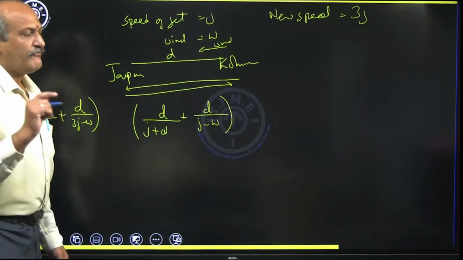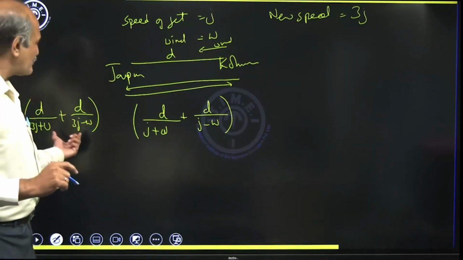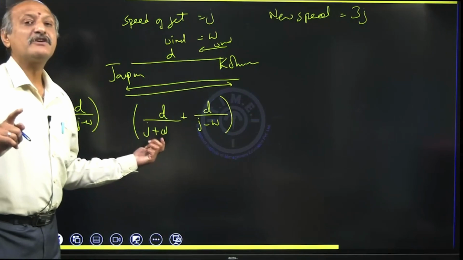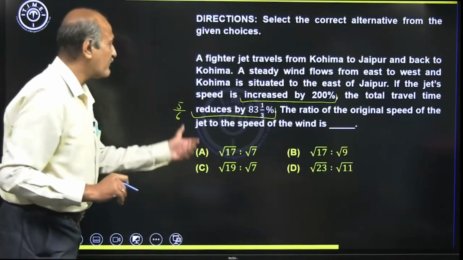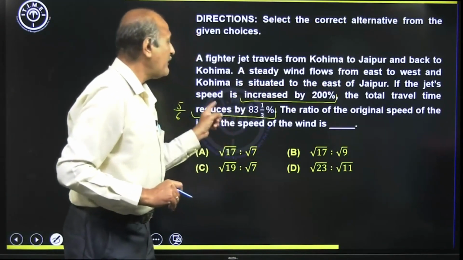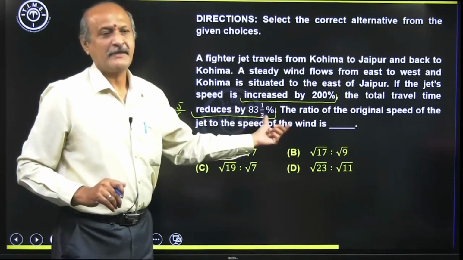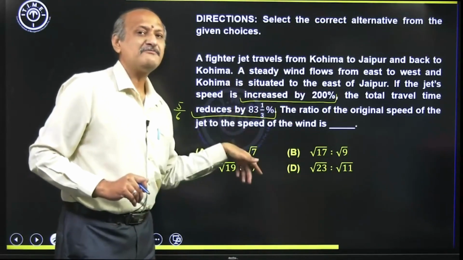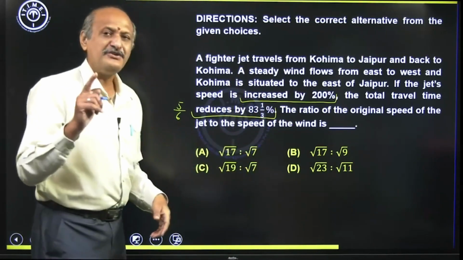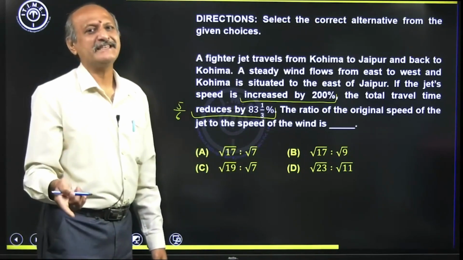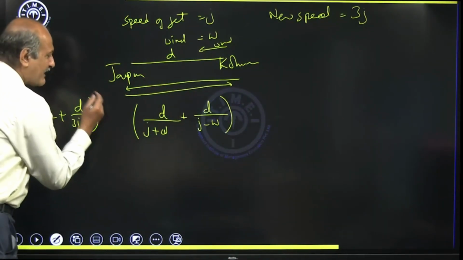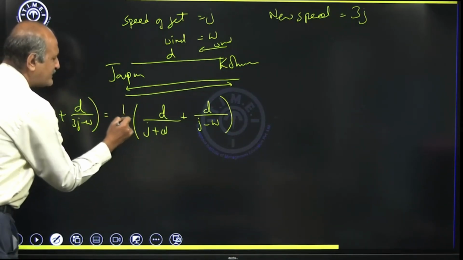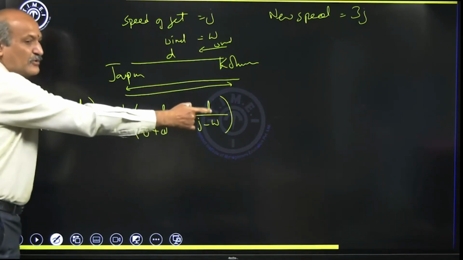And what do we know? We know that the new speed will be equal to 5/6 of the original speed. Oh, sorry. Okay, let's see here. What do we know here? The total travel time reduces by 5/6. So what is the new travel time? It is just 1/6. Okay, so that's what we have to understand. So here we are going to say the new travel time is equal to 1/6 of the original travel time.